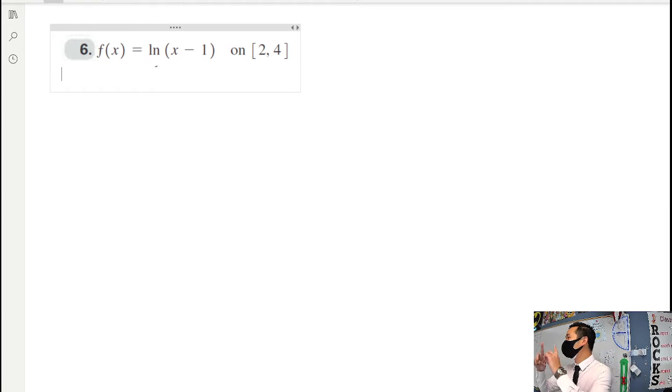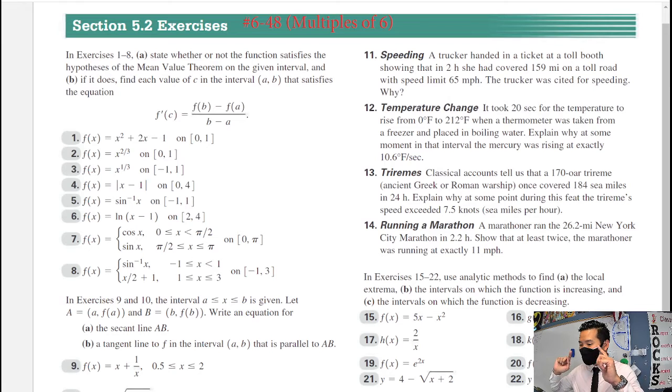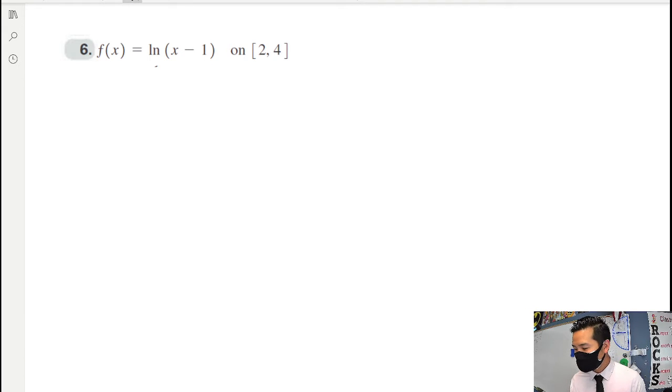Okay, so the homework states, part A: state whether or not the function satisfies the hypothesis for the mean value theorem. If it does, for part B, we're going to find where it's parallel. So first things first, part A. Can I apply the mean value theorem? What are the two things you have to check off for the mean value theorem to work?